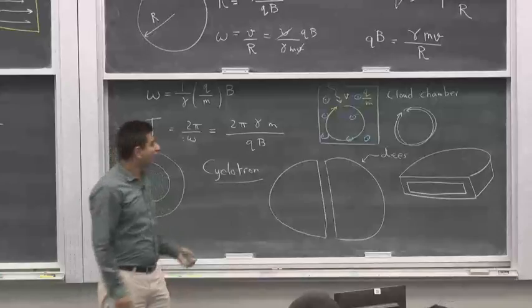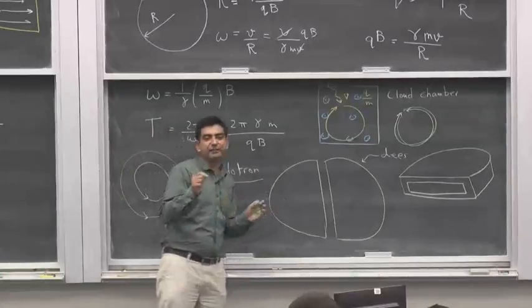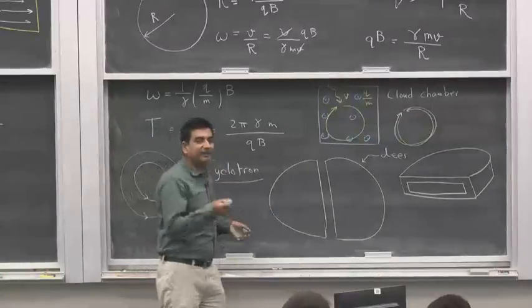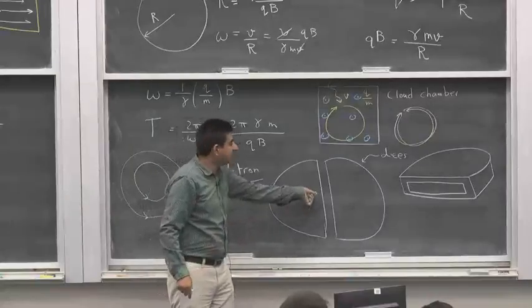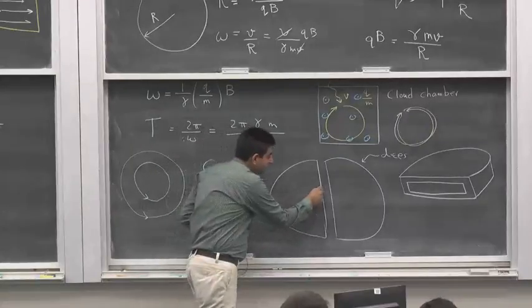Alright? So now what happens, say we have a positively charged particle, like a hydrogen nucleus, a proton, is made inside, it's ejected here.